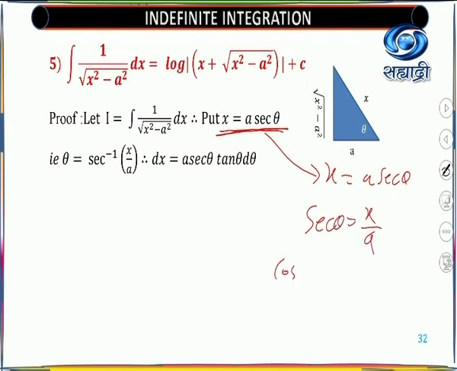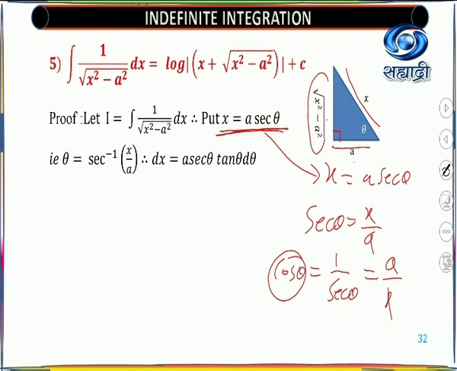Now what is cos theta? Cos theta is 1 upon sec theta, so if it is reciprocal, you will get a upon x. From the right angle triangle, cos theta is adjacent upon hypotenuse, so you get a upon x. So a and x, and now this is a right angle triangle. By Pythagoras theorem, the third side is root of x square minus a square. And from here you get theta as sec inverse of x by a.